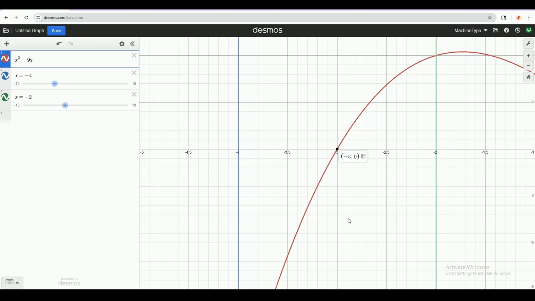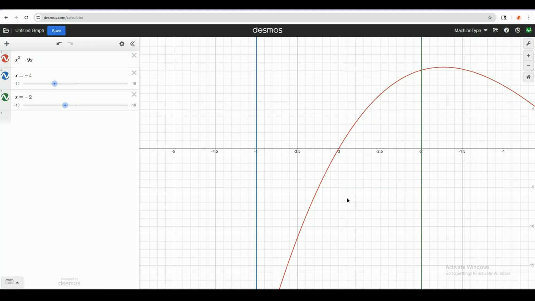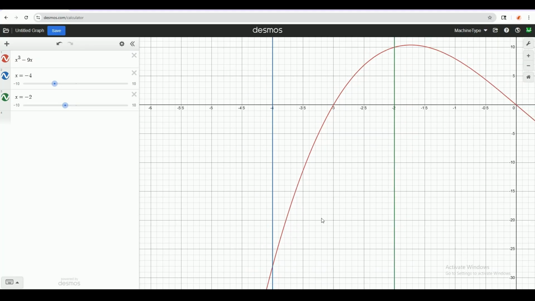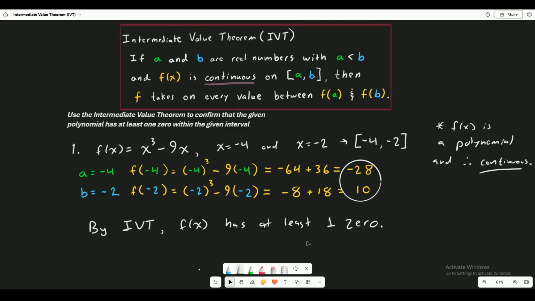So from negative 4 to negative 2, there's our 0 right there. All right? And here, look, we got 10. And if we zoom out, negative 28. Look at that. So from negative 4 to negative 2, we have 1 zero right there. We confirmed it by the intermediate value theorem. We don't need to graph it. We can just use the IVT to get it. Okay? All right. Let's move on to another example.